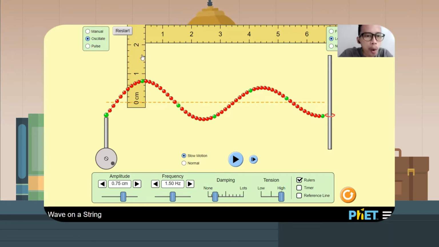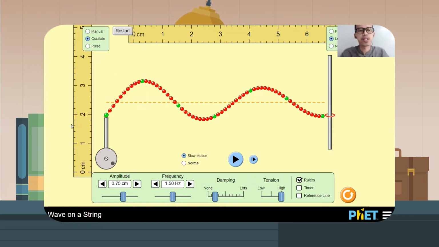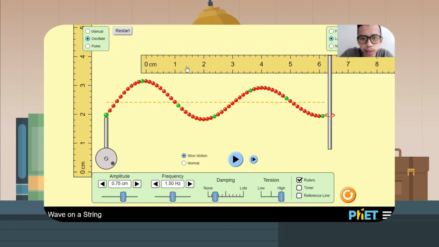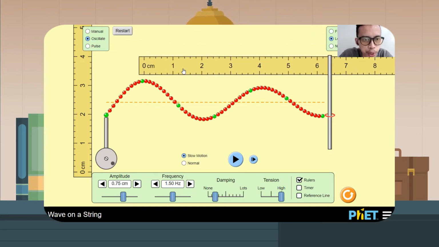Wavelength. We can describe wavelength as the distance between two adjacent points on the wave that are oscillating in step with each other. From this simulation, one wavelength is the distance from this peak to the next peak. And then we can use this horizontal ruler to measure the wavelength.